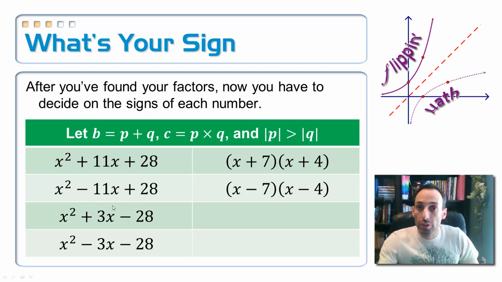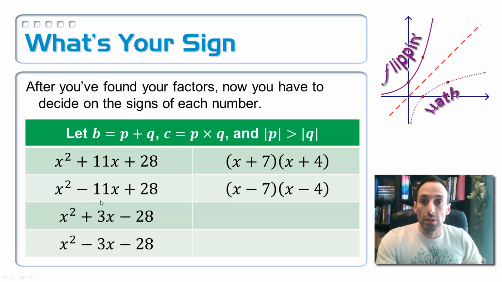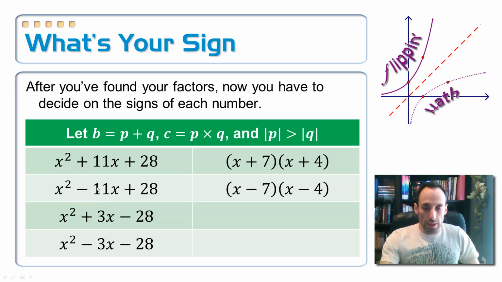Okay, now what if the signs are different though? On the next one, x squared plus 3x minus 28, the product is negative. The only way that can happen is if you have a positive times a negative. The signs have to be different. Now I also know that they have to add up to positive 3. This means that the bigger number has to be the positive one. That means it's the 7 that's going to be positive, and the 4 is going to be negative.